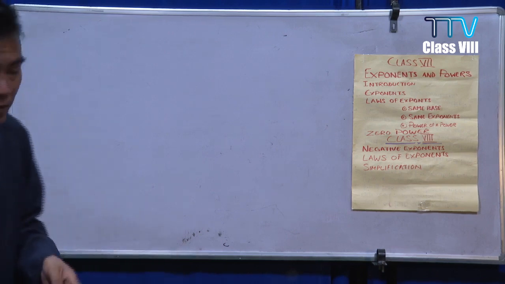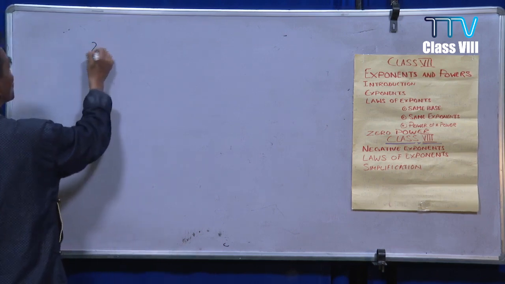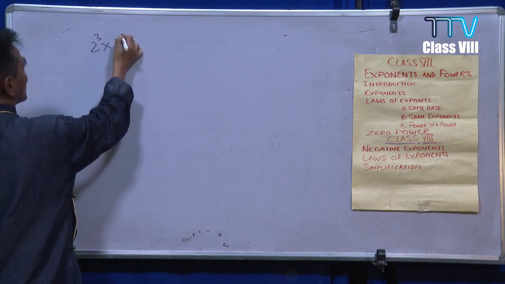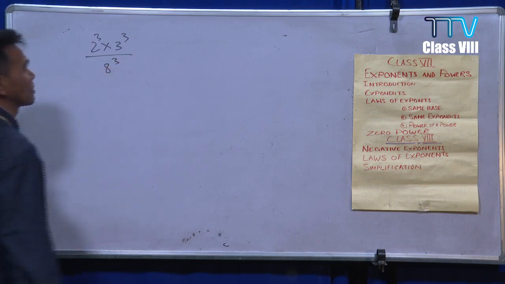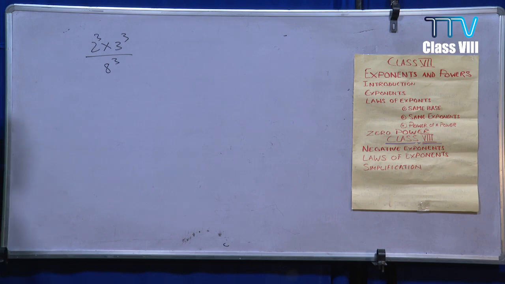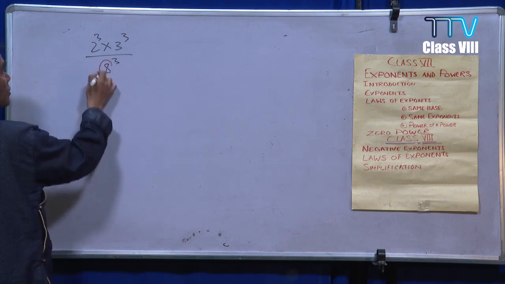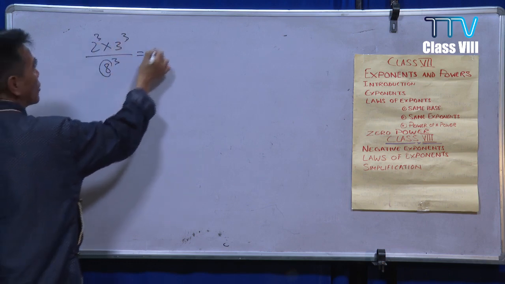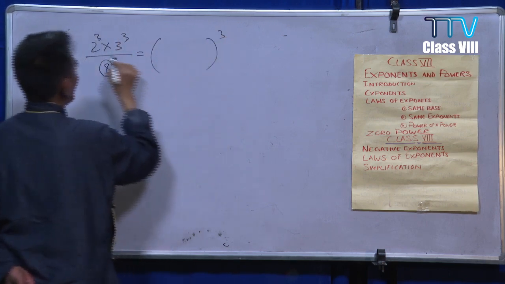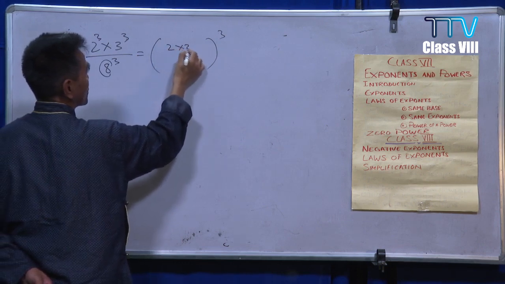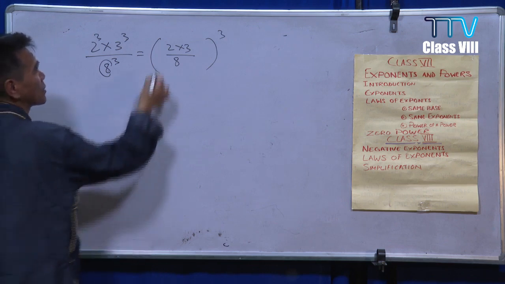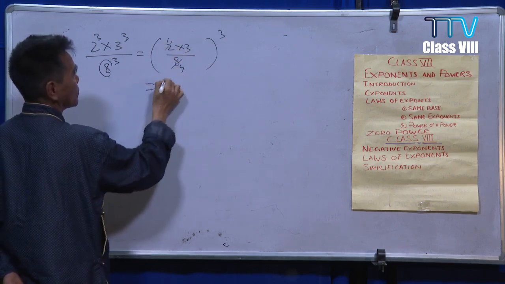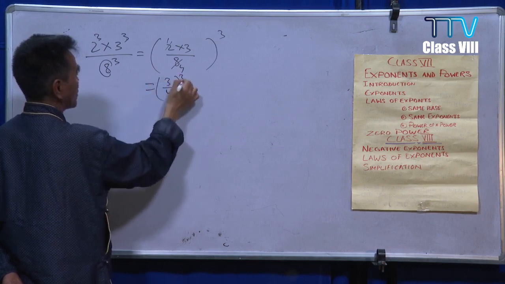In multiplication, the base law: 2 raised to power 3 multiplied by 3 raised to power 3, divided by 8 raised to power... I'm going to change it to a common power. In multiplication, the bases get multiplied, and in division, the bases get divided. So we get 3 upon 4 raised to power 3.